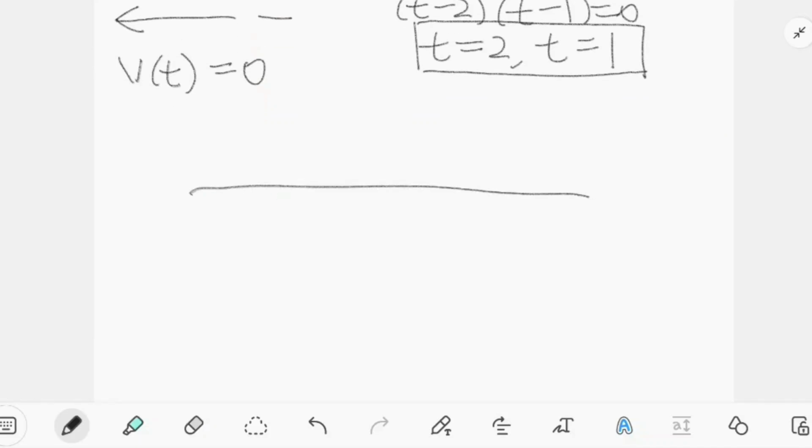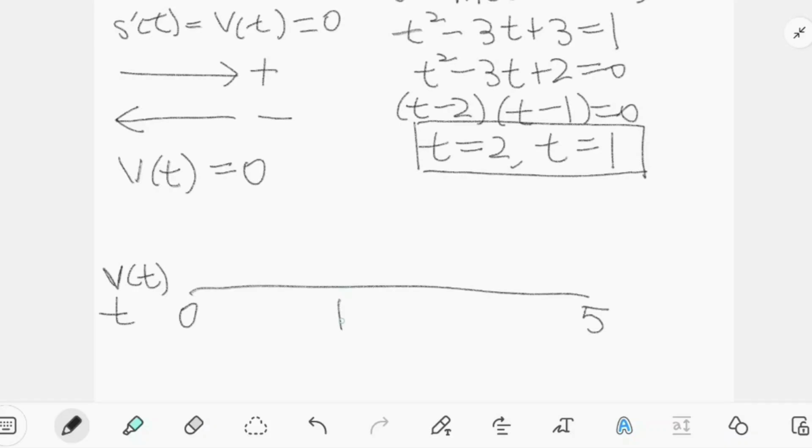I like to use this diagram to solve. The numbers that are right above the line represent the values of v of t, and the numbers that are right below this line represent values for t. We know the interval is from 0 to 5, and the velocity is 0 when t is 1 and t is 2.